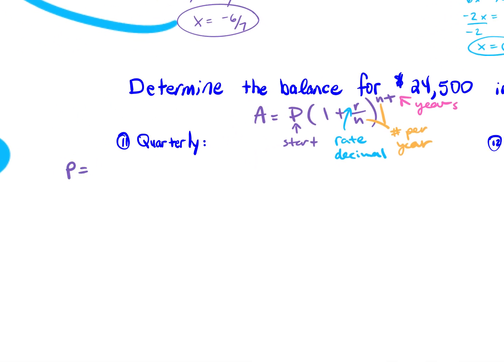So we have P, R, N, and T. What's our P? 24,500. What's our R?